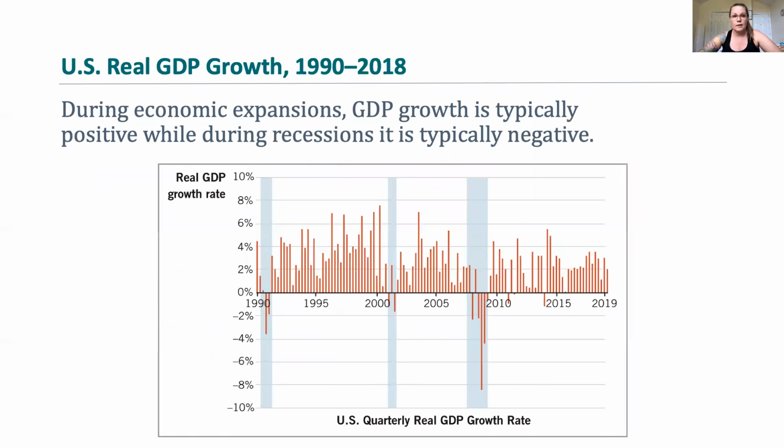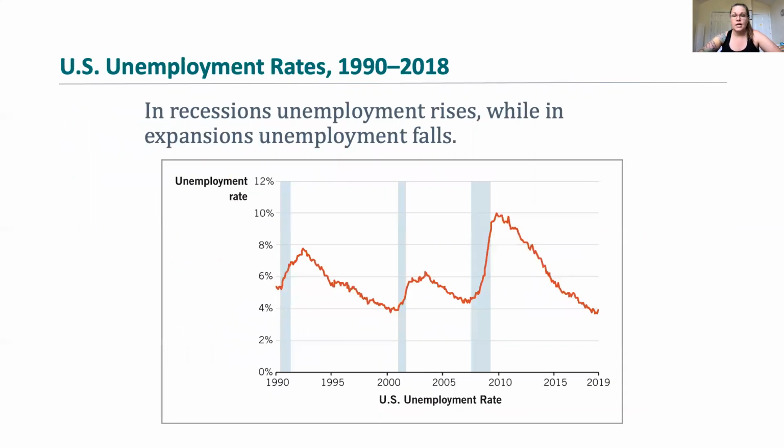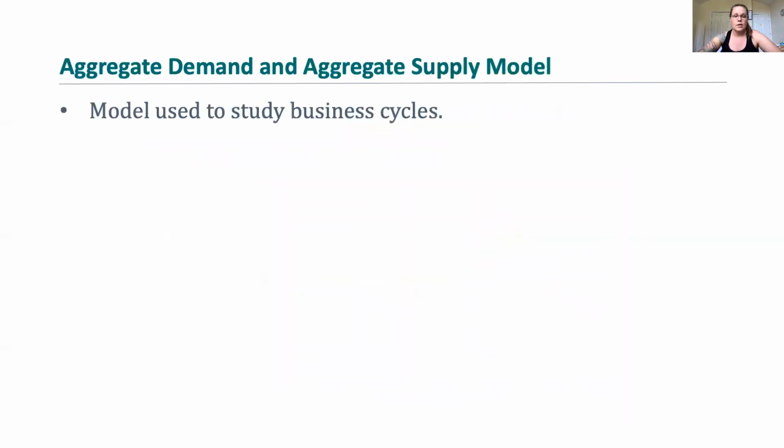As a reminder, during economic expansion, we're seeing positive GDP growth, while during recession, it's typically negative. In a recession, we're going to see unemployment levels rise, while during expansion, unemployment levels will fall. So aggregate demand and aggregate supply is a model that is used to study business cycles.